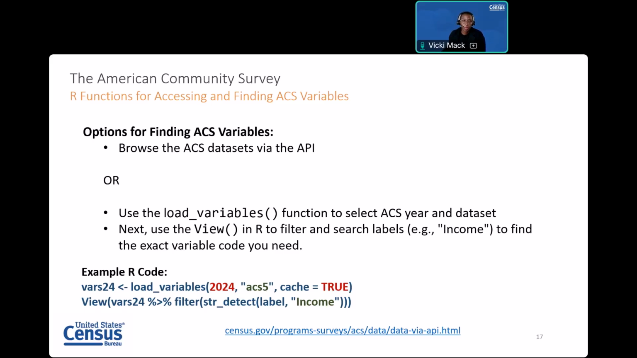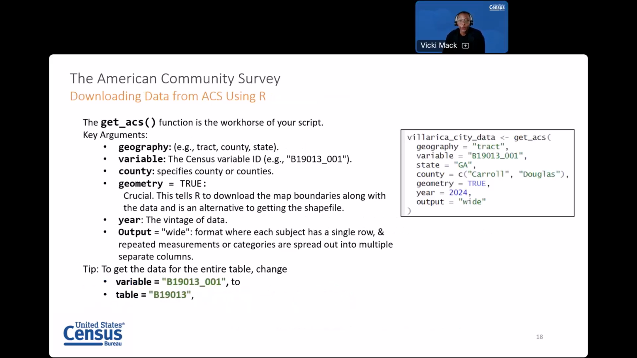Third, you need to know how to fetch census data, specifically ACS data. To do that, you would use the get_acs function in R. The get_acs function is from the tidycensus package and is used to download data directly from the ACS via the API. The R code example shown here on the right was used to download data for Villa Rica. Villa Rica is a city which straddles the line between Carroll and Douglas counties in Georgia.